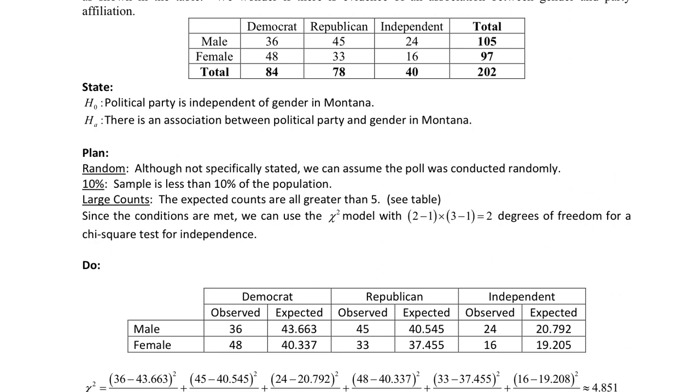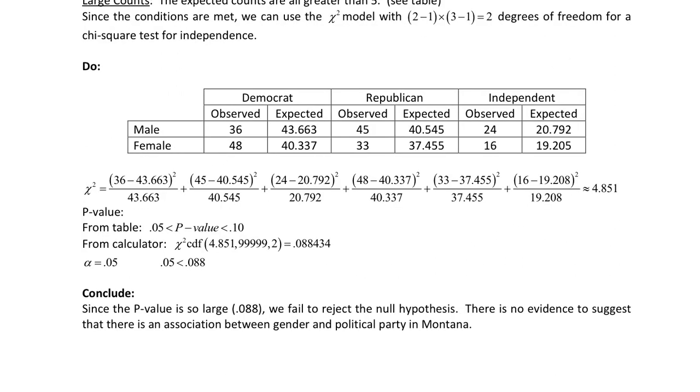So it looks like they've already calculated all of our expected values. So let's look at the do step. I'm going rather quickly here because we did see a lot of this in the previous video. But if we were to calculate by hand, here's what our chi-squared would look like. I don't know if I would do this for 6. That's a lot of calculator work to get to 4.851 for our chi-squared value.